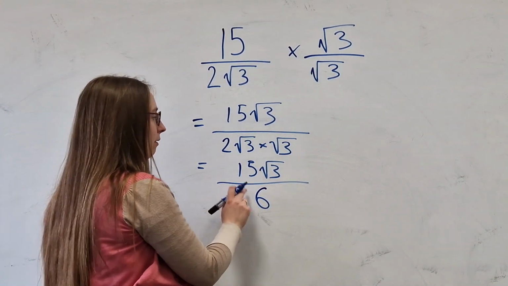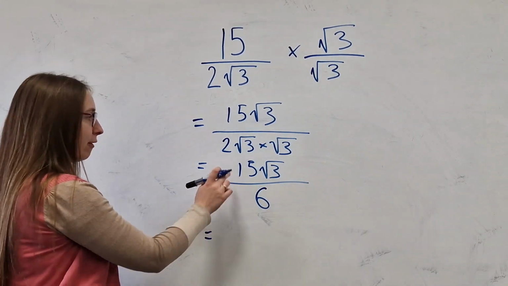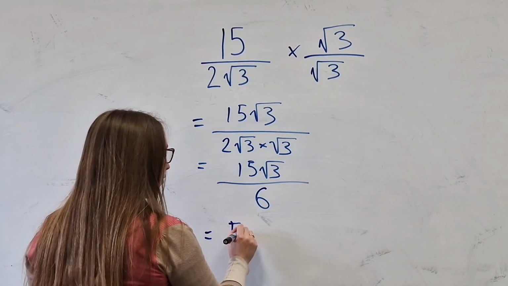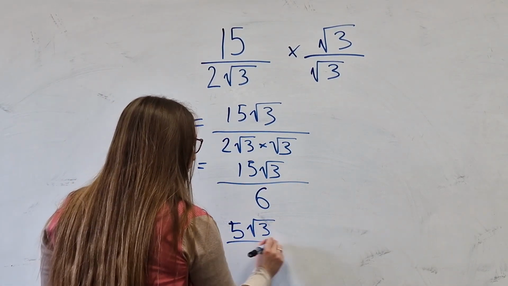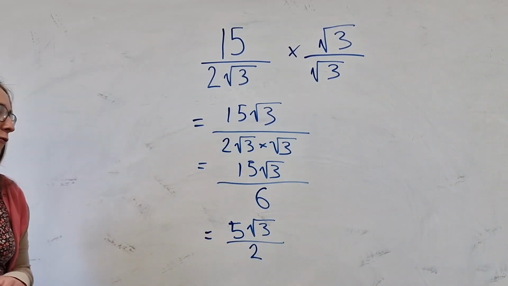Now we're not done here because we can see there's a common factor between 15 and 6. So 3 goes into 15 and it goes into 6. So we divide the top by 3, we'll get 5 root 3. And if we divide the bottom by 3, we'll get 2. So it's 5 root 3 over 2.